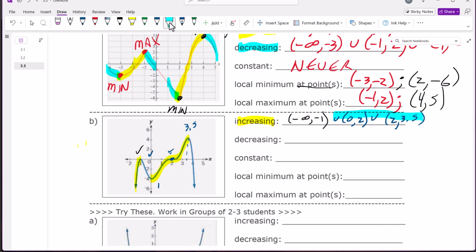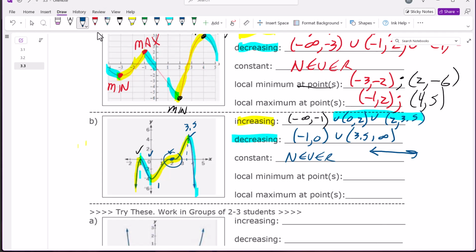Okay, now decreasing would be these 2 regions here. And we just name those with intervals. So this one looks like this would be from -1 to 0. And the other region looks like 3.5 to infinity. So that would go like this. Okay, and then constant is never. Remember, for constant, you have to have a graph where it's going like this. And even this point right there is not constant. That's just a point where the slope of the curve is 0.